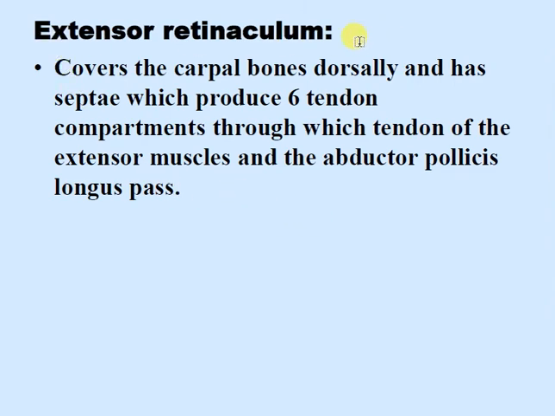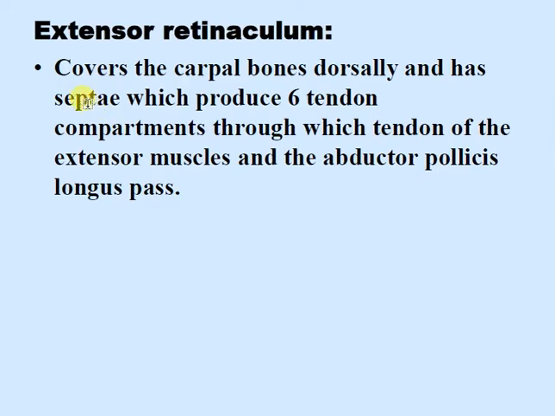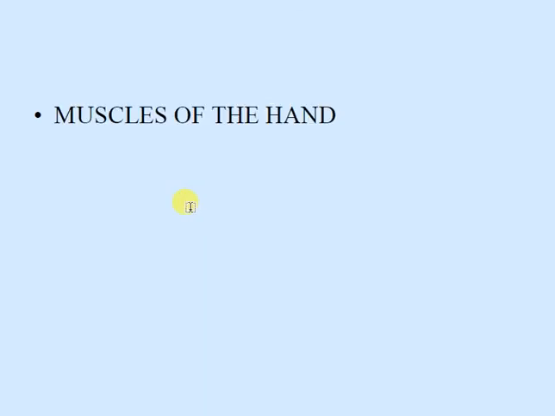So, extensor retinaculum. Extensor retinaculum is found in this place but posteriorly. It covers the carpal bones distally and has septa which produce 6 tendon compartments through which the tendons of the extensor muscles and the abductor pollicis longus pass.